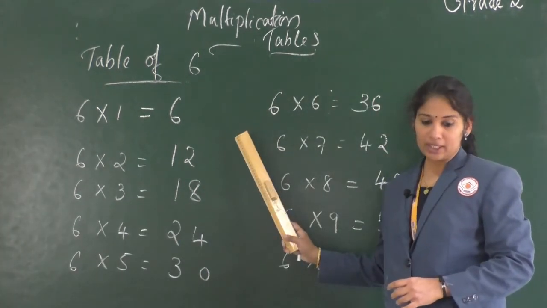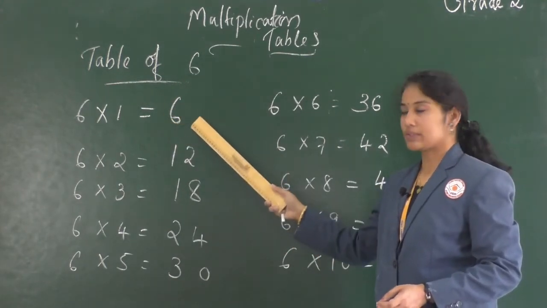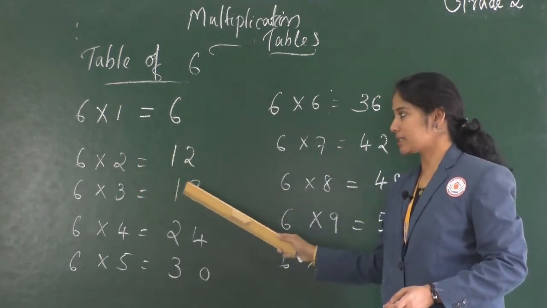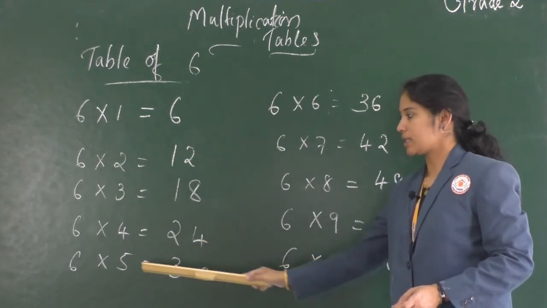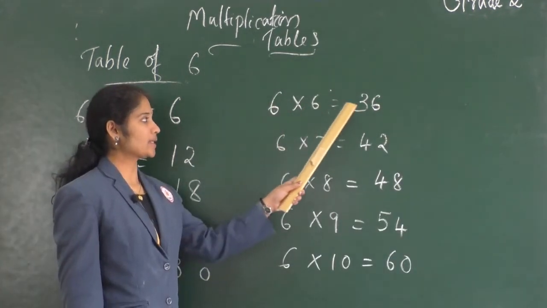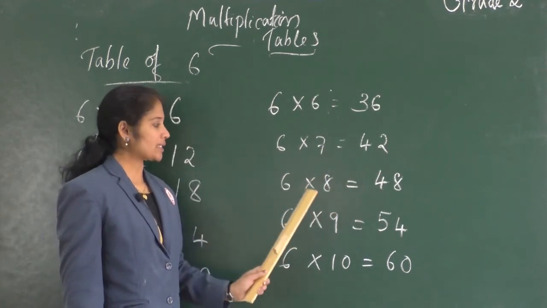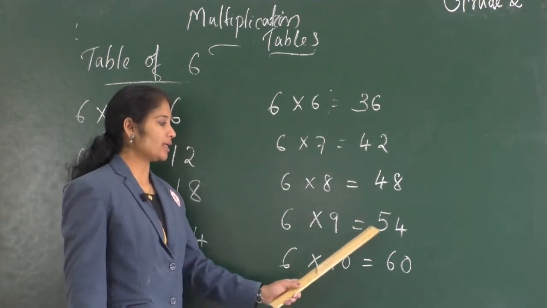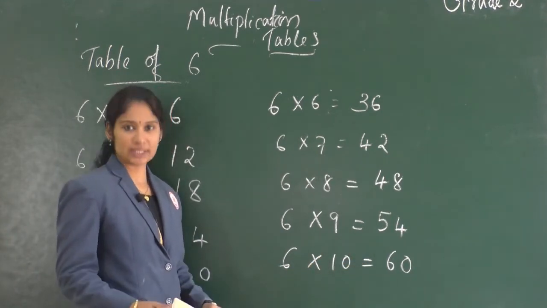Children, like this we can build the table by making group of 6. 6 into 1 is equal to 6. 6 into 2 is equal to 12. And 6 into 3 is equal to 18. 6 into 4 is equal to 24. 6 into 5 is equal to 30. 6 into 6 is equal to 36. 6 into 7 is equal to 42. 6 into 8 is equal to 48. 6 into 9 is equal to 54. And 6 into 10 is equal to 60.